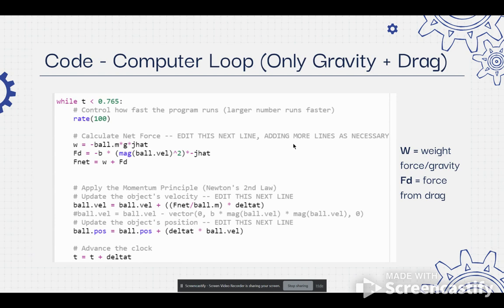And in this one, we're taking into consideration drag and gravity, which has a new equation. While time is less than 0.765 seconds, the net force is the weight plus Fd, the force of drag, which is given by the equation negative B times velocity squared times J hat.